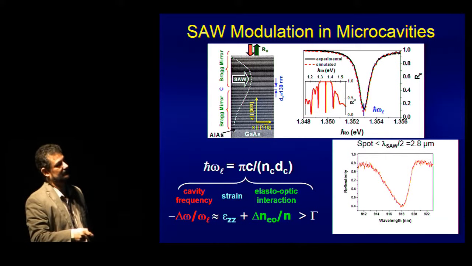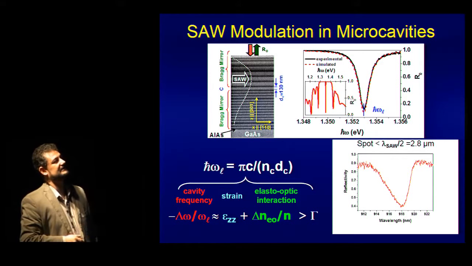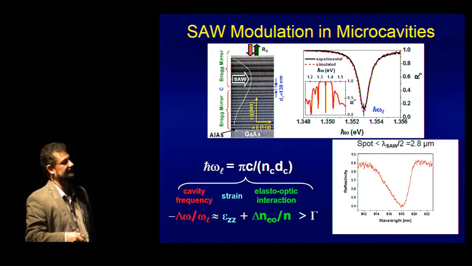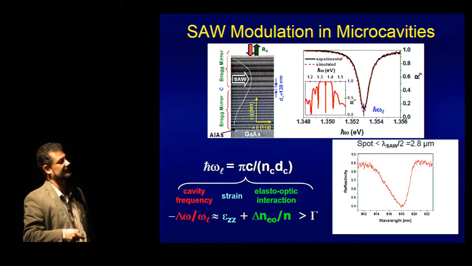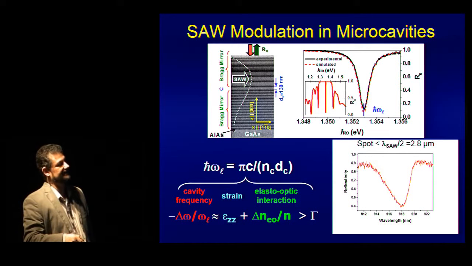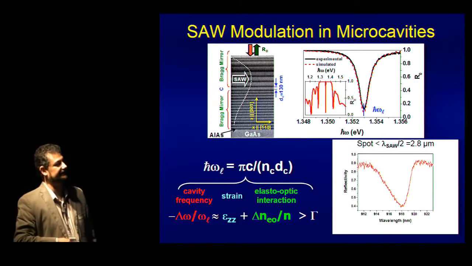Here we have a broader view. So this is the plateau of the Bragg mirrors, and this sharp line here is our cavity mode. If you look at the expression for the frequency that we expect for this cavity mode, it depends on the refractive index and also on the thickness of this layer here.